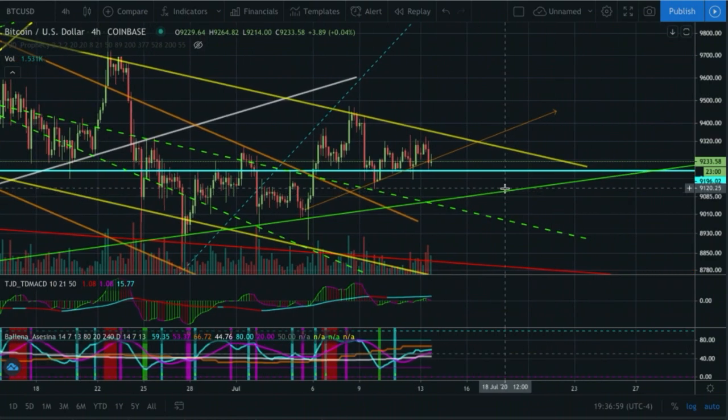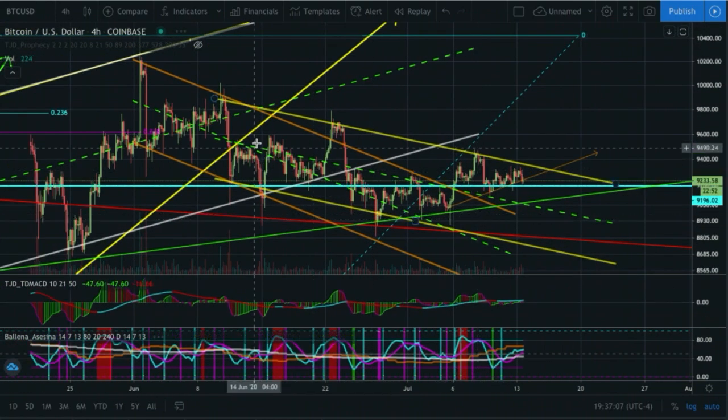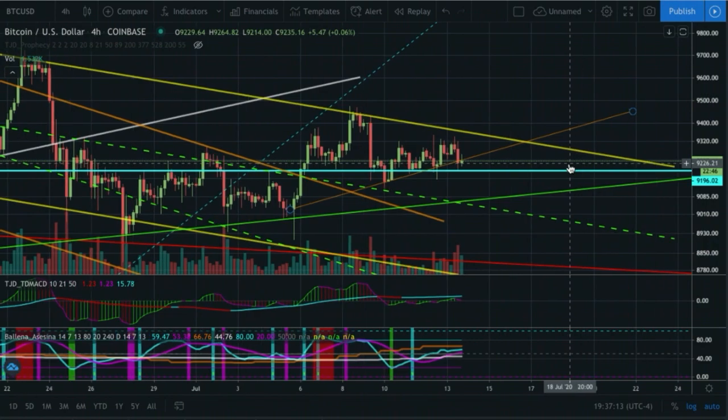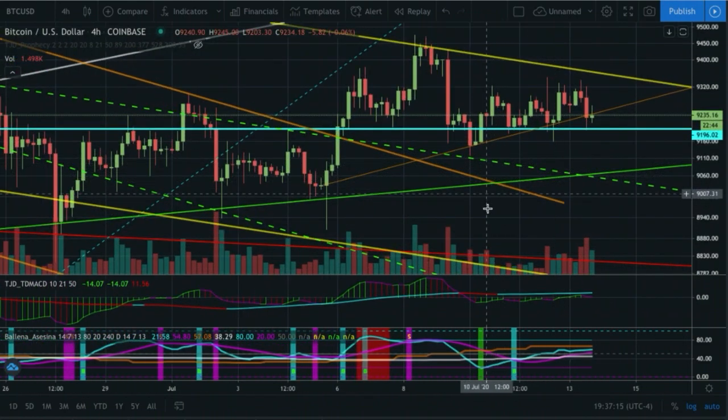But at this point in time, we're still expecting the move back down to the downside at some point in time to test these bottom ranges, as we just essentially tighten and tighten and tighten inside of this pattern right here. But I want to point out one other thing as well.